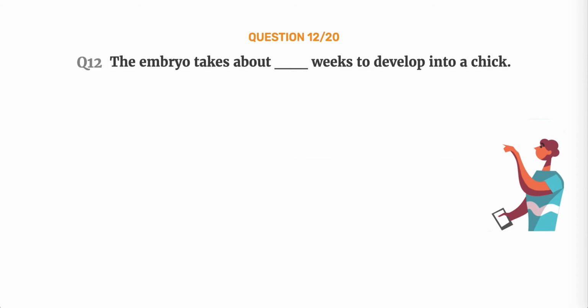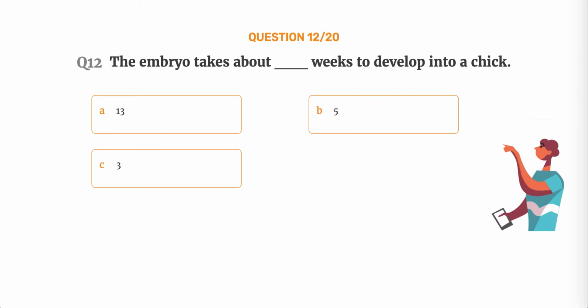Question number 12. The embryo takes about _ weeks to develop into a chick. Option A, 13. Option B, 5. Option C, 3. Option D, none of the above.